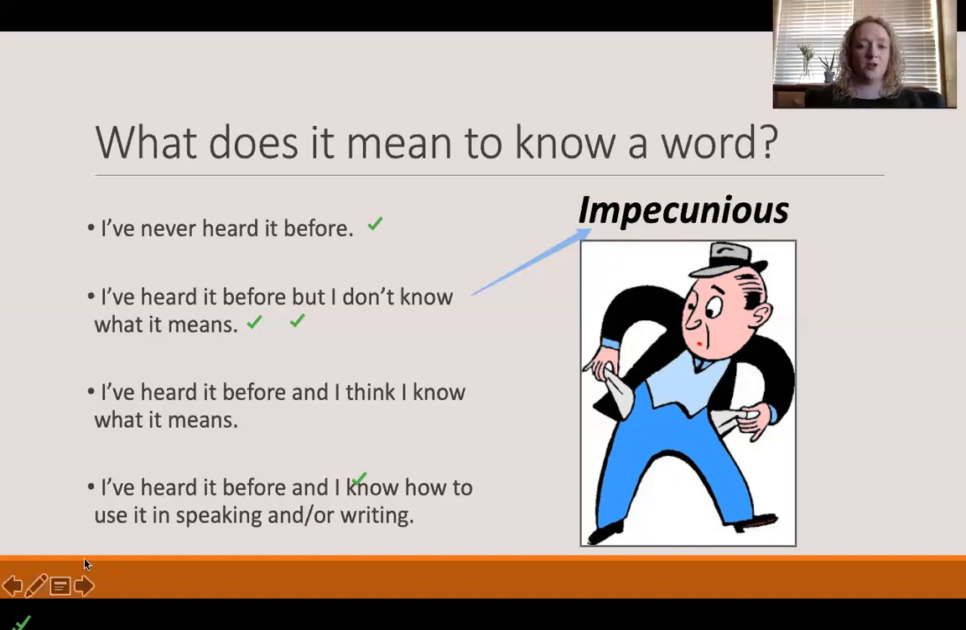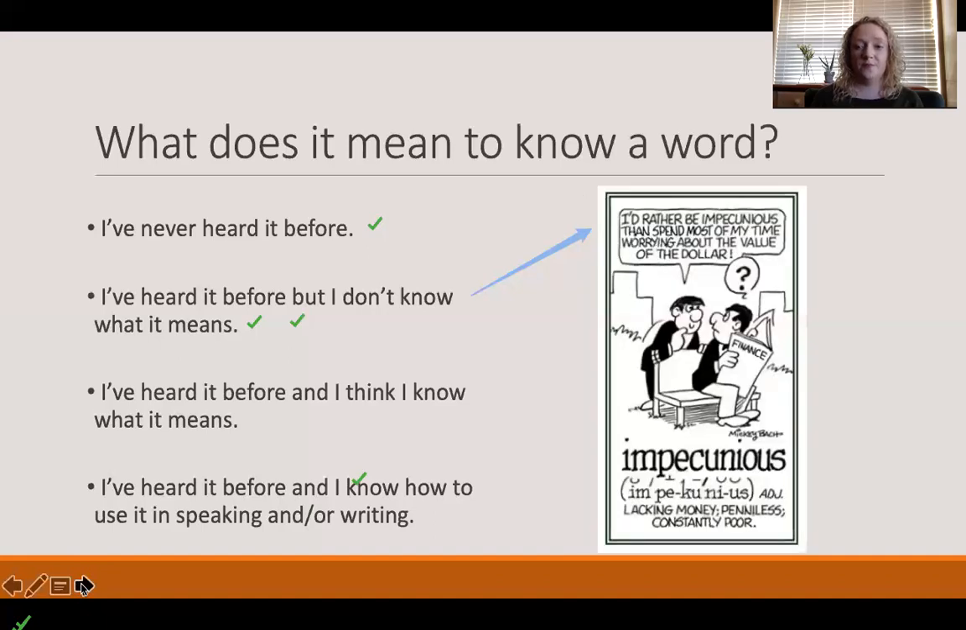Now, what about our other picture option? I want to give you options here. What if we were to use something like this with a little cartoon? I'd rather be impecunious than spend most of my time worrying about the value of the dollar. And he's confused, and we've got how to spell it. And then it comes down to our definition. So was this one easier than the first two? Or harder, or about the same?